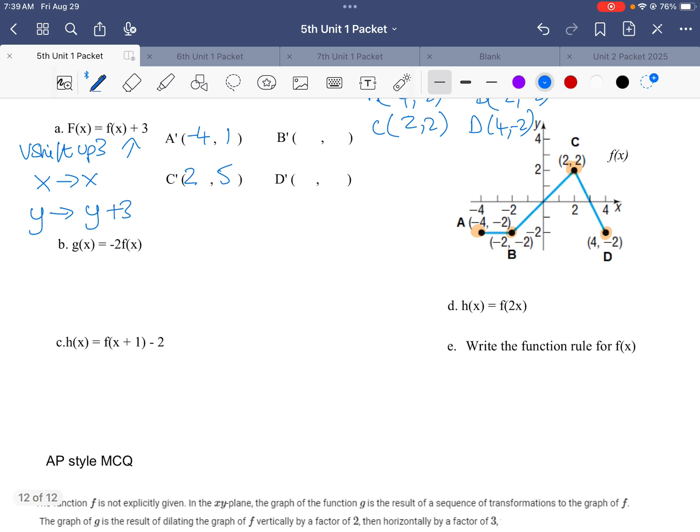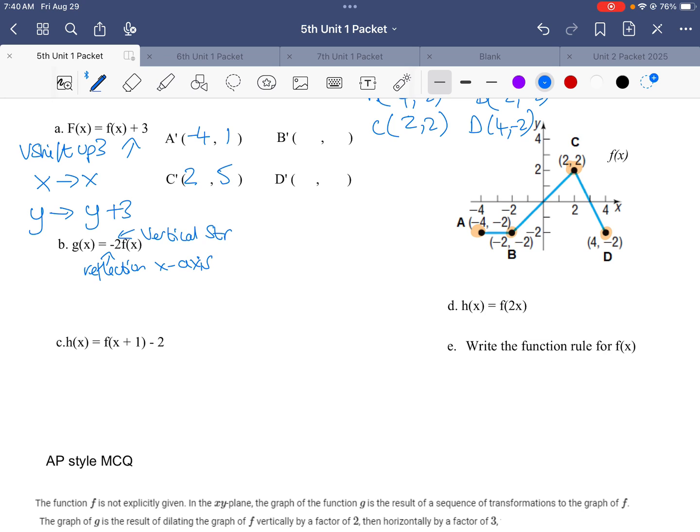Okay, maybe we should just take a look at one more. Let's take a look at B. So we have our function here, -2 times f of x. Think about the transformations. Negative means it's reflected over the x-axis, and this 2 here is a vertical stretch, or compression is actually a stretch here. Or we might use the word dilation.